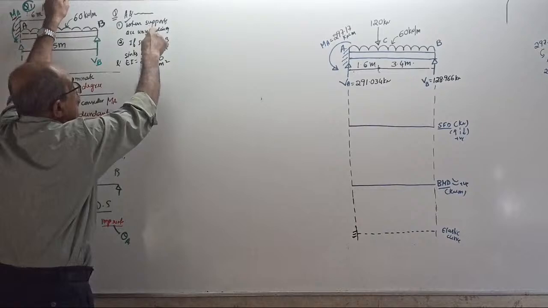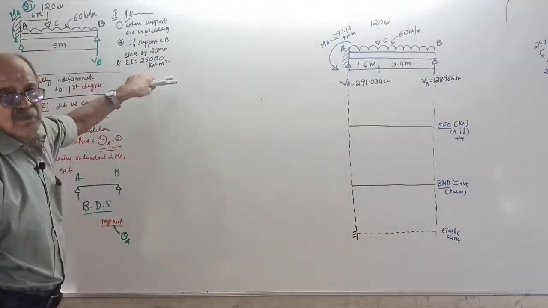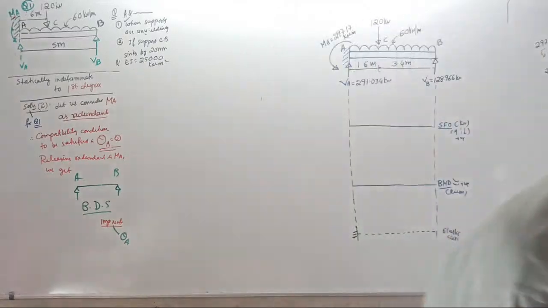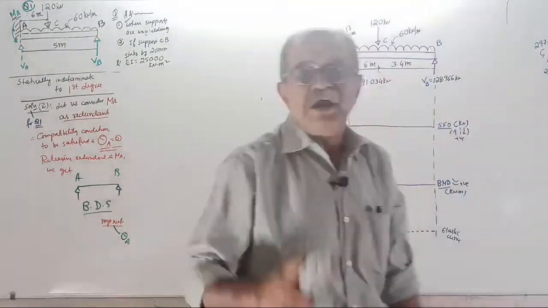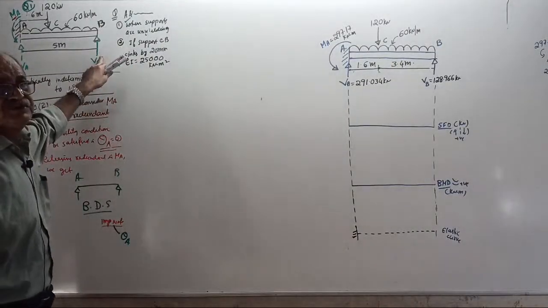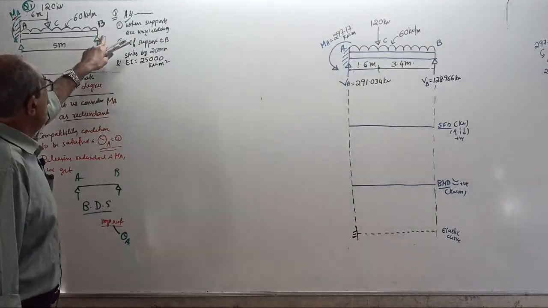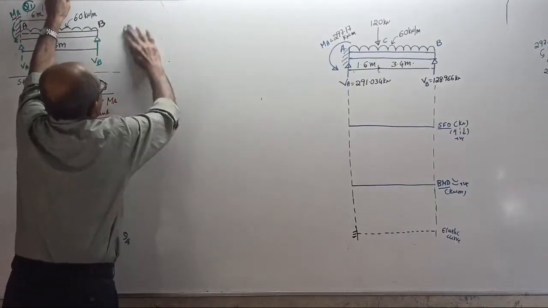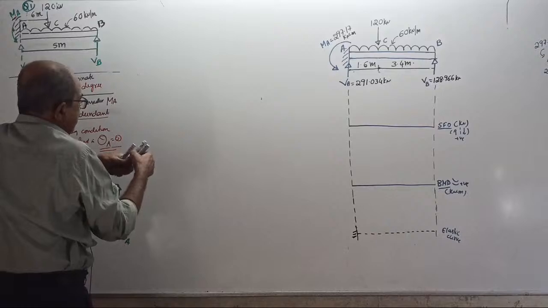Over. Start. Now, I will remove this one. I want the space. After I complete the solution, I will tell solution 2, second question. The same question, you write, when support B sinks by 20 mm. Okay. Now, first step by step.